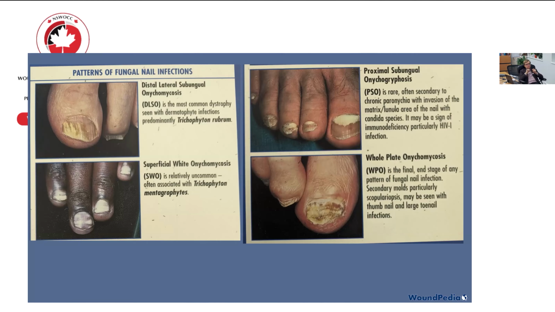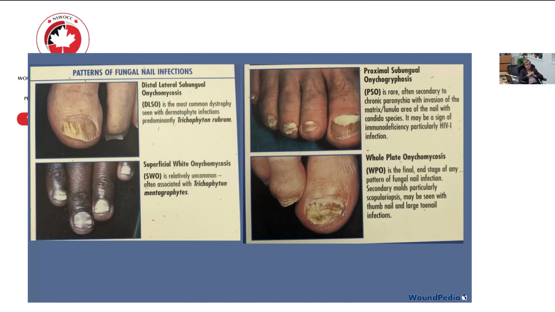In the bottom right slide is a whole plate onychomycosis. Onycho is nail and mycosis is fungus. And this is when you get very advanced disease. And then sometimes you can get secondary molds like Scopulariopsis in there. The left bottom is the next most common. It's superficial white, and it's when a yeast and occasionally Trichophyton mentagrophytes can invade the surface of the nail.